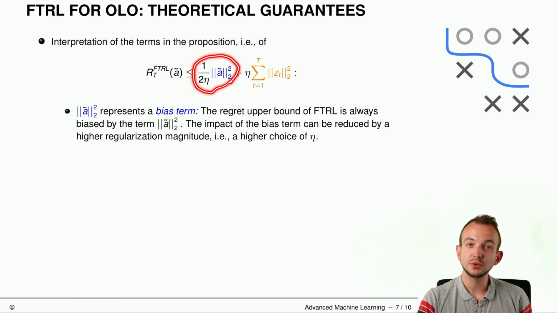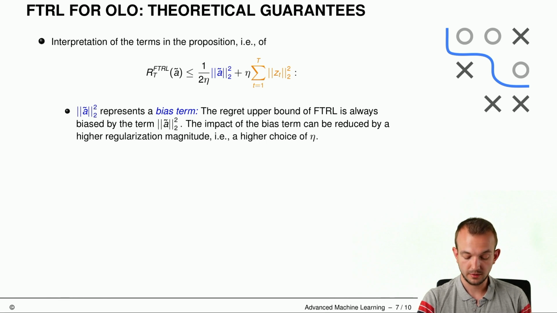To reduce the influence of this bias term, we could use a higher regularization magnitude. So if we make eta large, then this entire term will be small. So the influence of the bias term will become small.